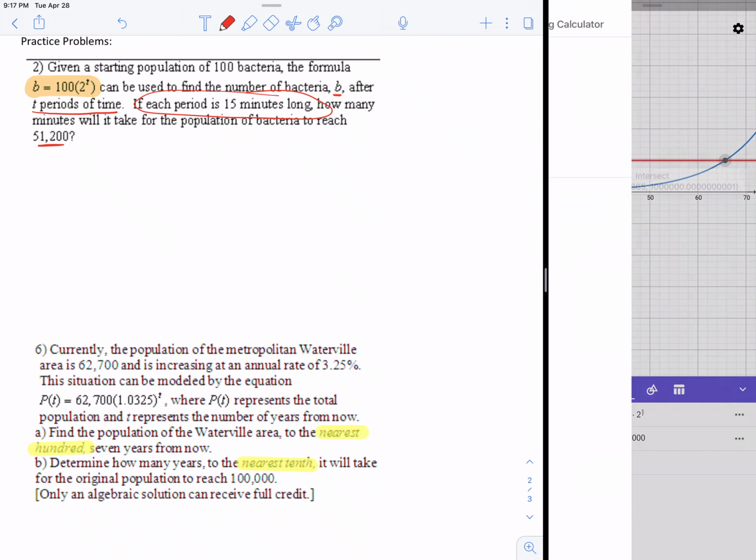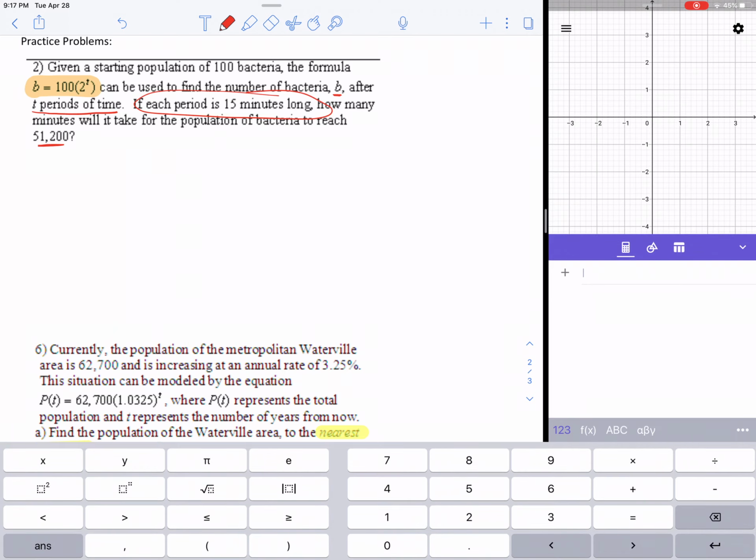So again, in the calculator, and you're going to explain this in your work, I want to see, okay, I graphed B equals 100 times 2 to the T power. I graphed Y equals 51,200. And then I could even see a little sketch of the graph. We're only interested in the first quadrant here.